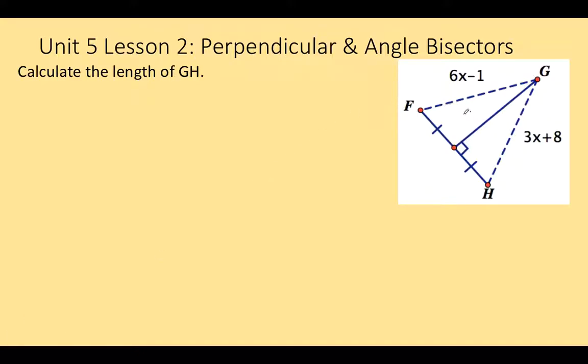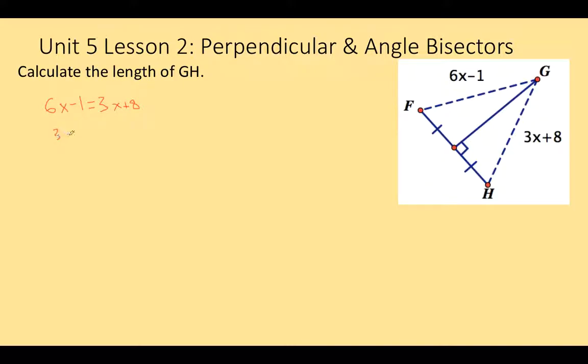It just says calculate the length of GH. GH is right here. We know that this is my perpendicular bisector. It's perpendicular by that symbol. It's the bisector because I know it cuts this in half. So that means these two things, because G is on the perpendicular bisector, must be equal. So I set 6x minus 1 equal to 3x plus 8. And I go ahead and solve for x.